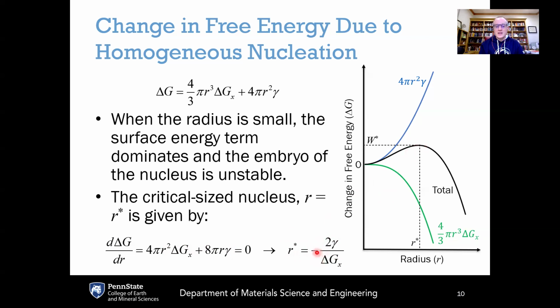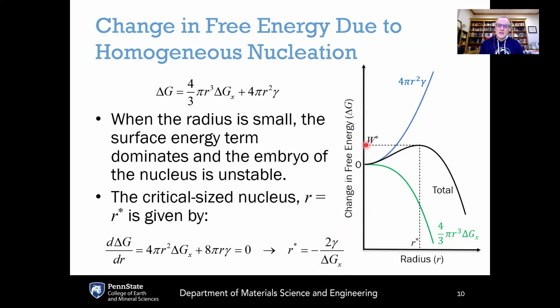The reason that there's a minus sign here is that this gamma is a positive number and the delta G sub x is a negative number, as you can see in the green curve. And so the minus sign out in front with a negative denominator means that R star is a positive number. So this gives us the equation for the size of this critical nucleus, which depends on just this ratio between the surface tension gamma and the volumetric Gibbs free energy change delta G sub x.